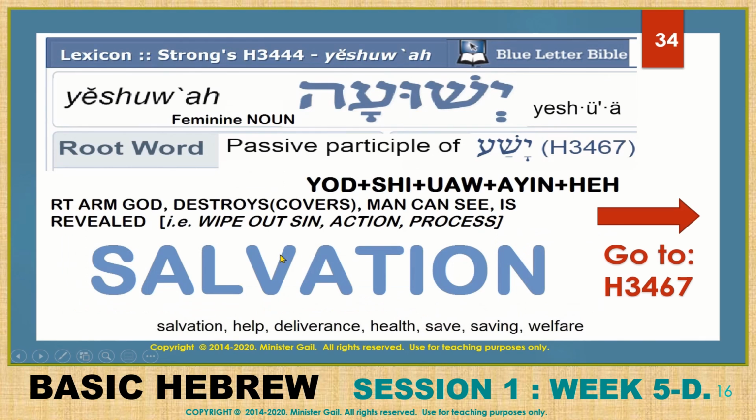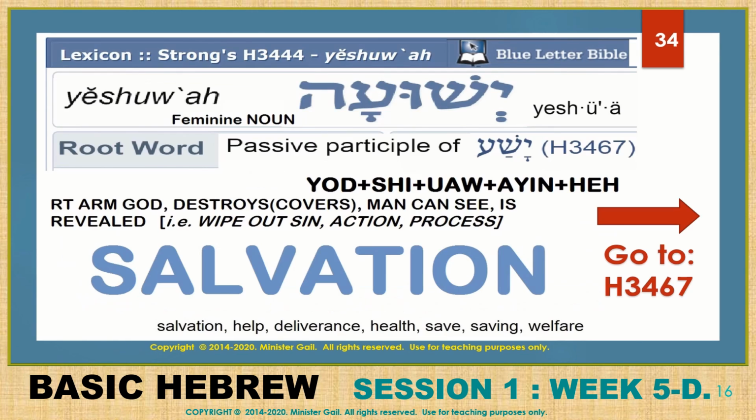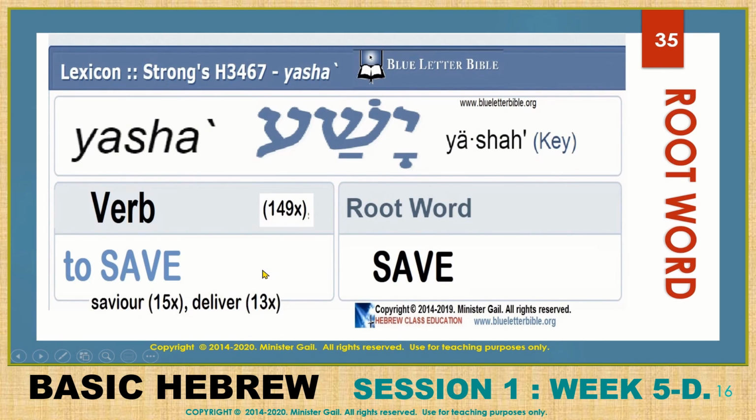So here's the word Yeshua, which is only in there 78 times, Y-E-S-H-U-W, apostrophe for the A-E-N, A, and an H. Yeshua, which is a feminine noun from the verb Yasha, to save, which is salvation or help, deliver, health. It is a feminine noun. It is not the proper name of a deity. So here's Yeshua, and the root word is H3467, Yasha, a verb to save, which is in there 149 times. That's the root word.